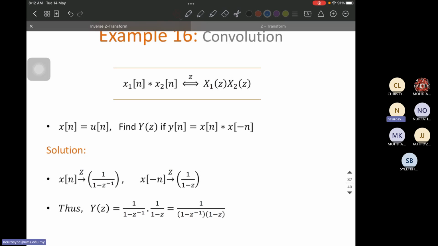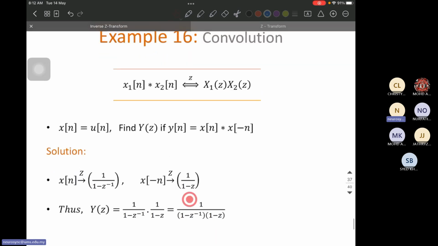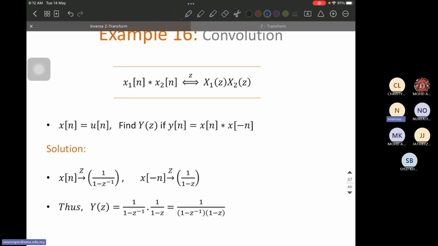So y of z is nothing but the multiplication in the z domain. Therefore, if we multiply these two, we'll get this answer. So this is the answer for this convolution.